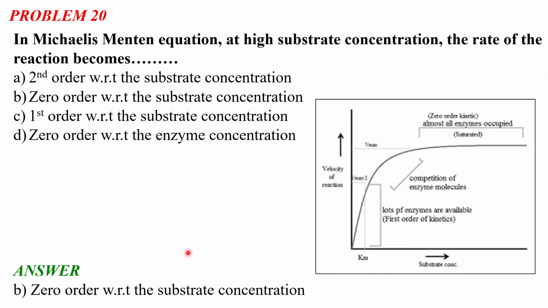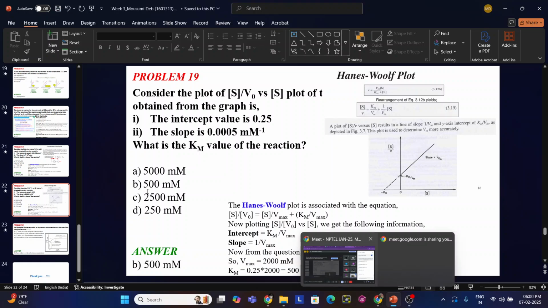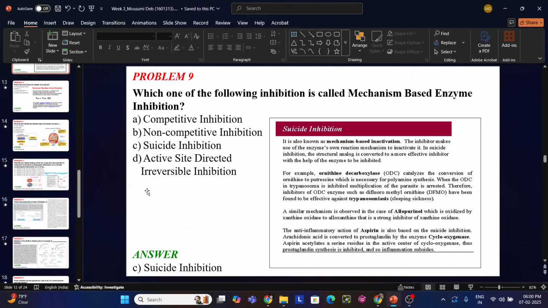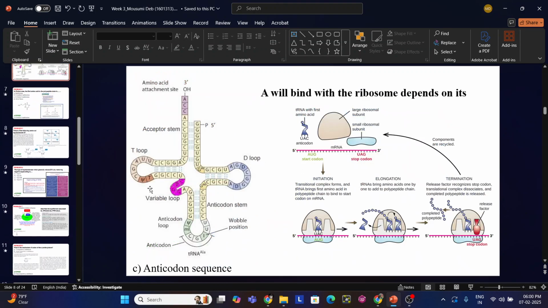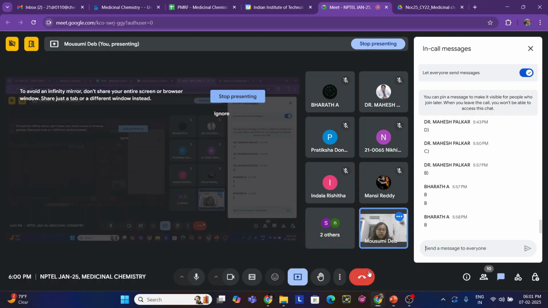So this was the last question of our today's session. So today we have discussed the nucleic acids, DNA, RNA. We have discussed protein synthesis. Then we switched to enzyme inhibition kinetics, and we have solved several mathematical questions also. Okay. So if you have any doubt, any query, you can let me know now.